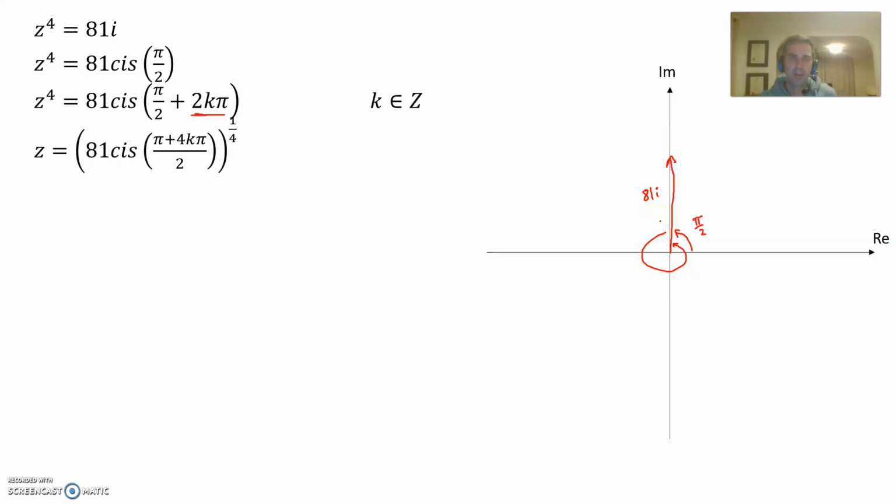Then the third step is we're going to raise both sides to the power of a quarter. So the left hand side just cancels down to z and we get a quarter over here on the right. What I've also done here is combine the argument into a single fraction. So I've just put them both over 2. To get this over 2, I had to multiply the top and the bottom by 2. So to get that over 2, that became a 4. So it becomes pi plus 4k pi all over 2.